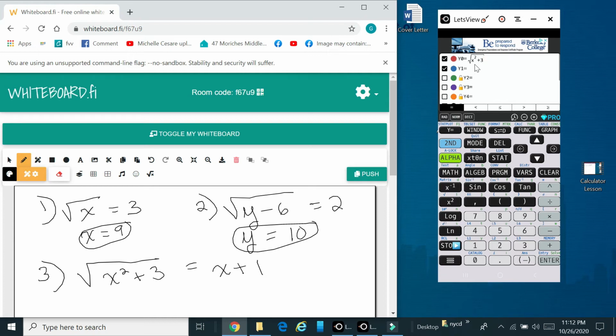Now I'll go to y1. So I scroll down to y1, or you can just tap it on your phone, and then hit x plus 1. So it's going to be that button right there. So it's going to be x plus 1. Now I got my 2. Now I want to look at the table to see where it matches. So I'm going to hit second function. So it's that second function right there. Then you hit graph. Then you get the table.